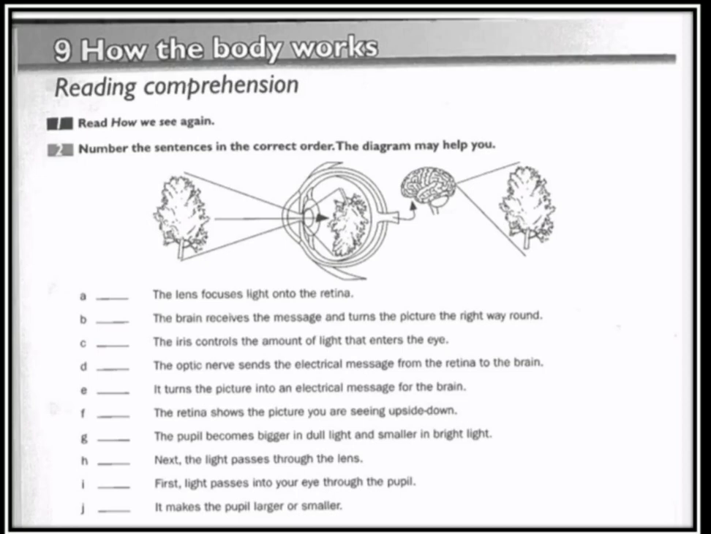Now let's go to sentence number 4. Which one? Which letter? Who tell me? It is J. Write 4 beside J. It makes the pupil larger or smaller.